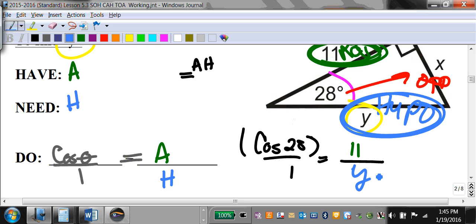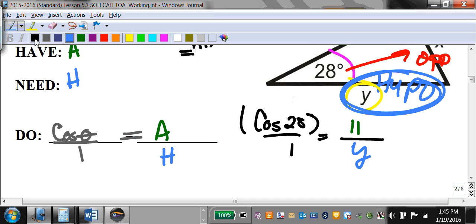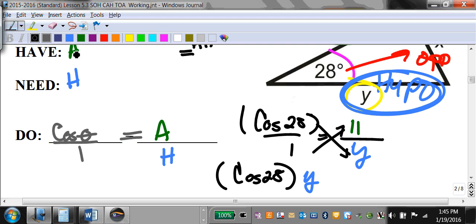Okay, you do your plugins. Cosine 28 over 1 equals 11 over y. Cross multiply. Keep parentheses around that cosine 28. That is a single entity. Stop at the next step.